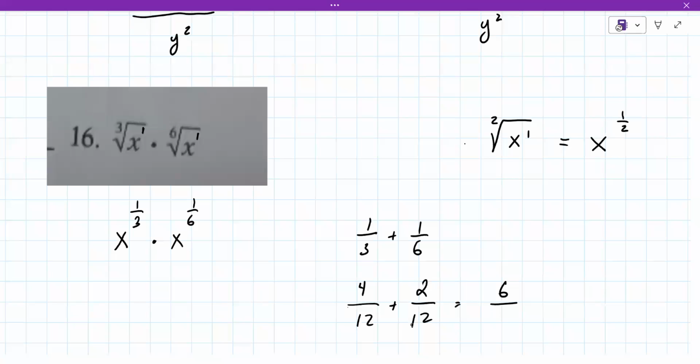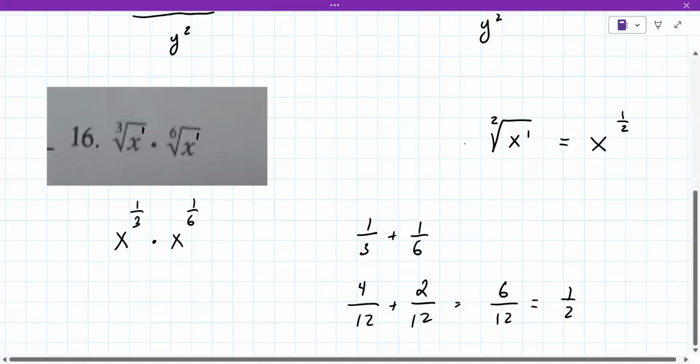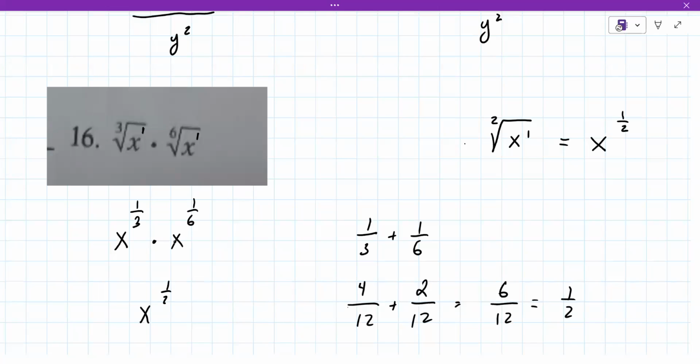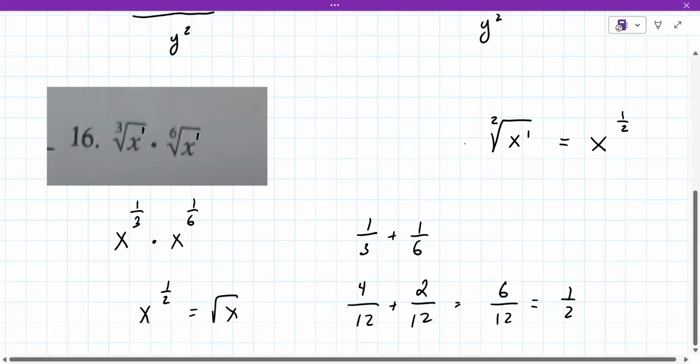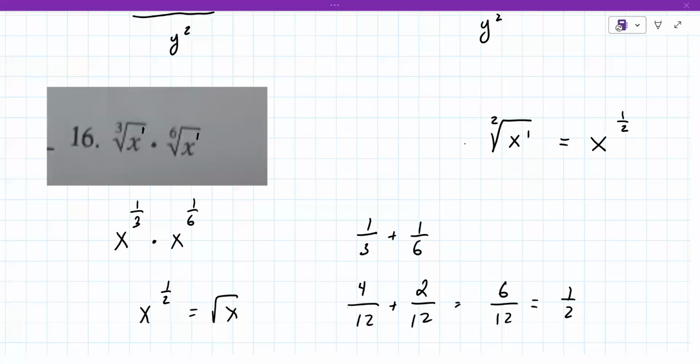Plus this 2 ends up being 6 over 12, which is 1/2. So this x to the 1/3 times x to the 1/6 on the left here becomes x to the 1/2 power. And then what we could do is we could say, well, let's write it as a root, square root of x. Why not? And that is it. I mean, that is the final answer there.